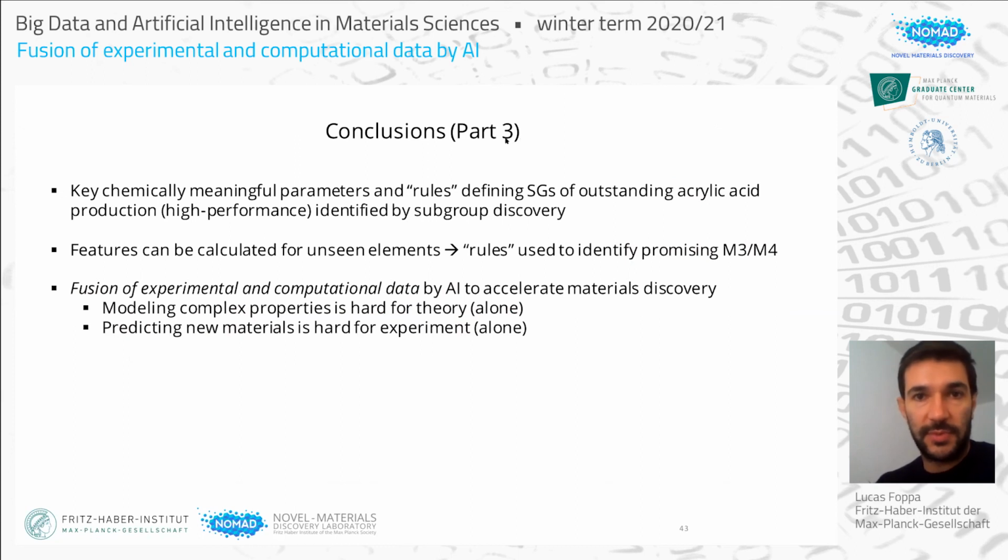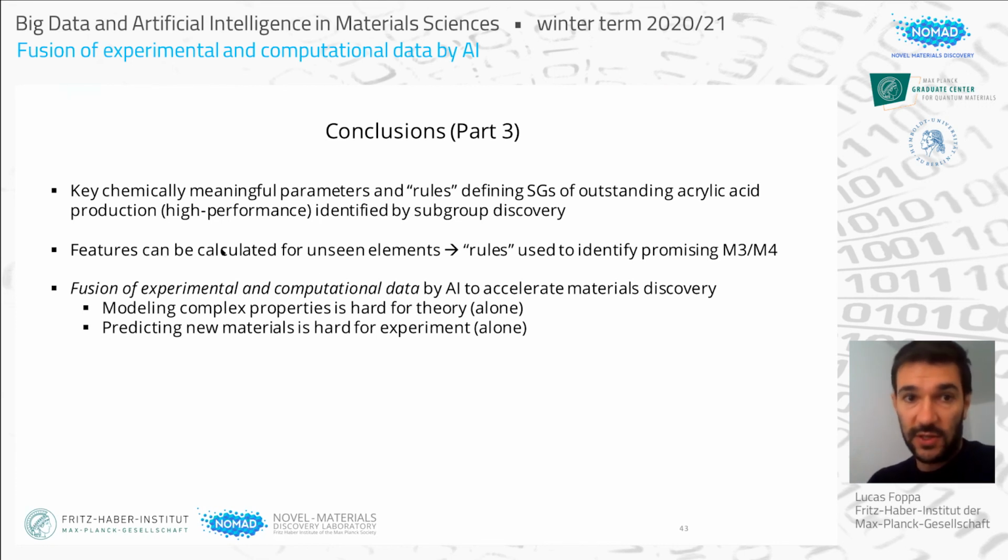Okay, so I will just wrap up this part now, which was shorter than the first one. Just some thoughts on this part. We have these chemically meaningful parameters and rules defining the subgroups of outstanding acrylic acid production, and we identify this by subgroup discovery. Here I have to say that we are focusing really on the outstanding materials. If we would use a global approach to model this, we would probably not be very successful because most of the materials that we have are low performance and we do not want to focus on them.